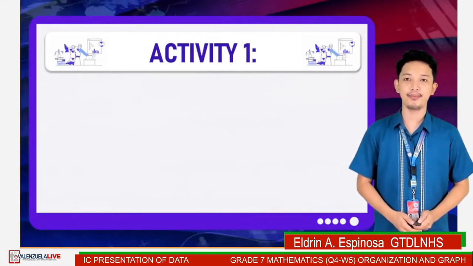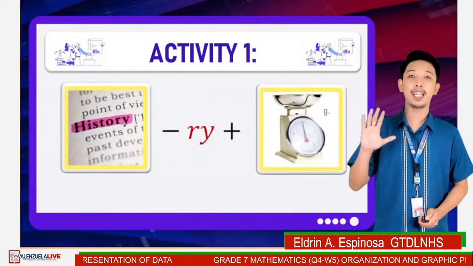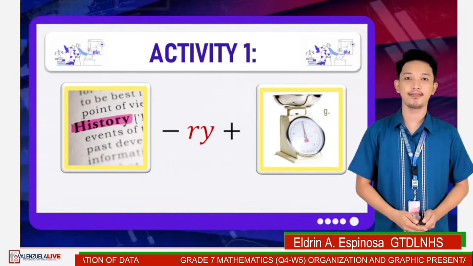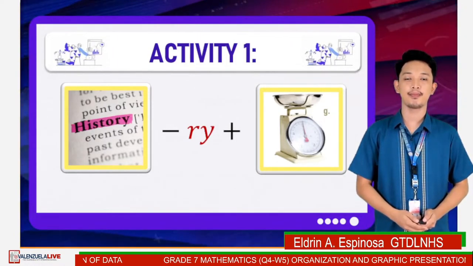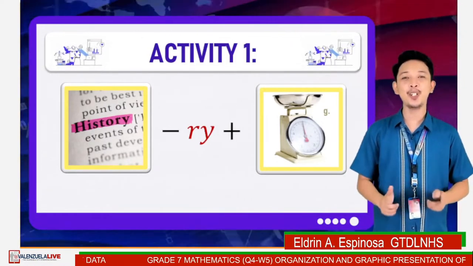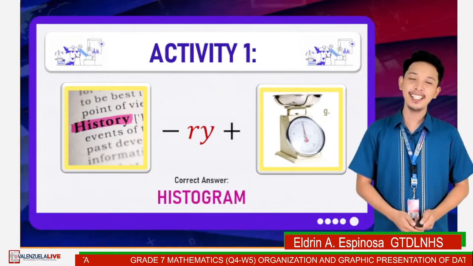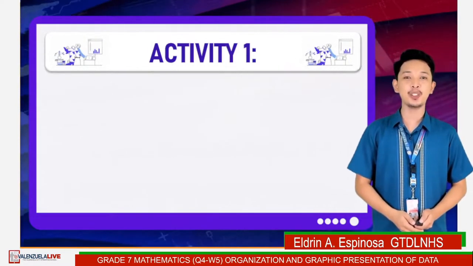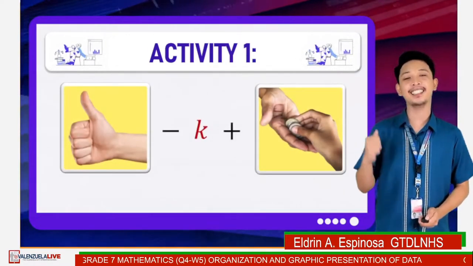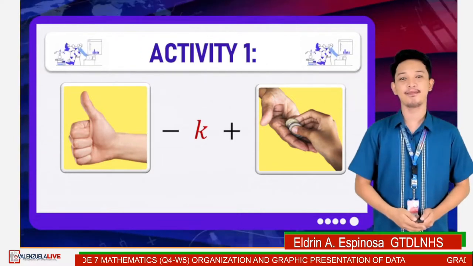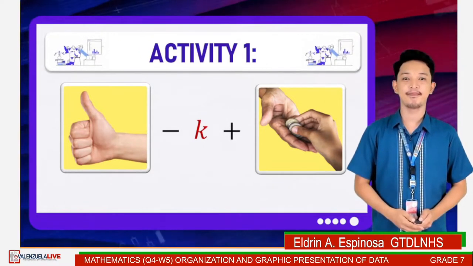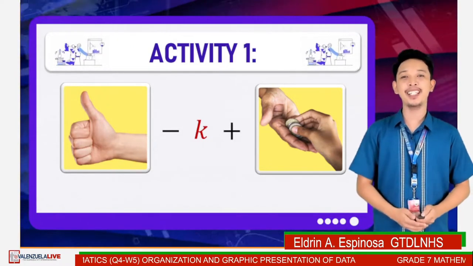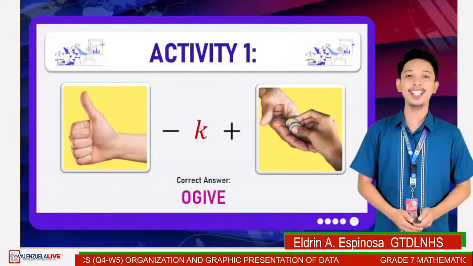Next! 5 seconds, go! Alright! The correct answer is histogram. And for the last set of pictures, 5 seconds, go! That's really nice. Ogive is the correct answer.